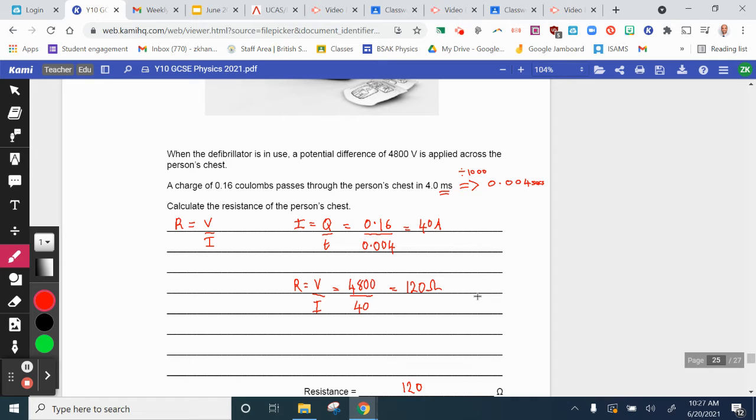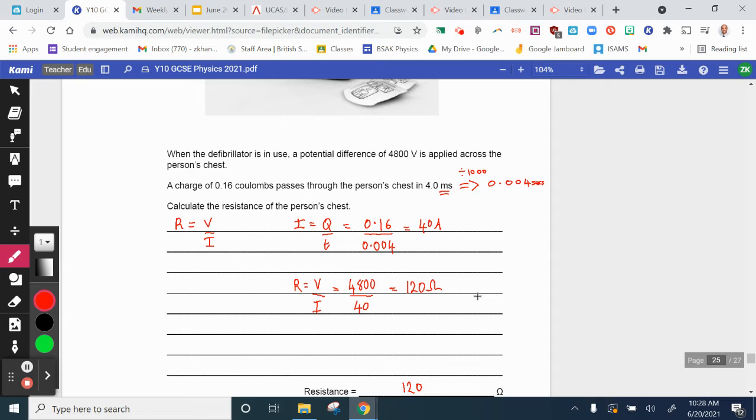The charge is 0.16 coulombs. The time is 4 milliseconds, but that's not seconds. So we've got to convert into the standard unit of seconds. So we divide by 1,000 to get it into seconds, which is 0.004 seconds. And that is 0.16 divided by 0.004, and that gives us 40 amps of current passing through the person. Now we've got the current.